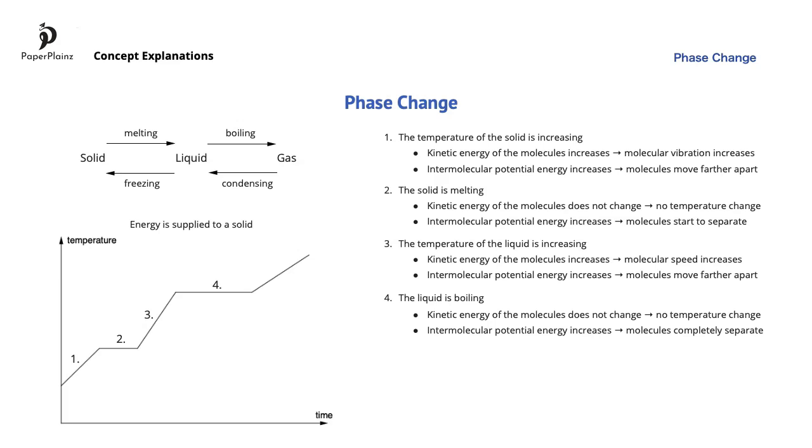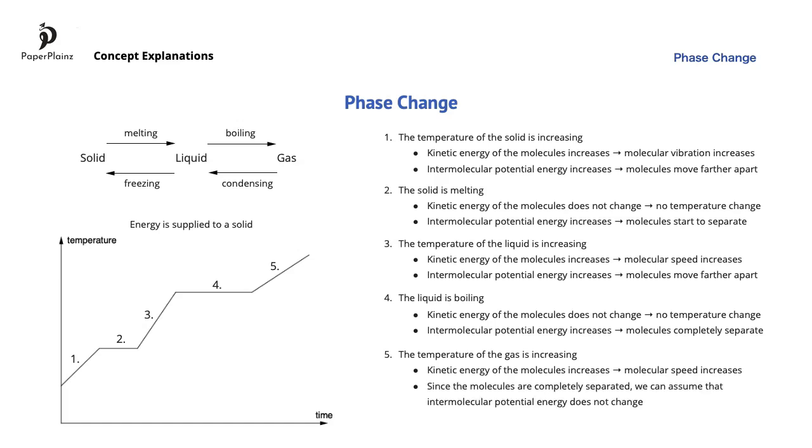Once all the liquid has vaporized and the substance is in a gas state, we enter section 5. Here, the temperature of the gas is increasing. Kinetic energy, hence the speed of the molecules, increases, and since the molecules are completely separated, we can assume that here intermolecular potential energy does not change. Again, we'll talk more about this when we get to ideal gases. This completes the final video in subtopic 3.1 and our discussion of phase change.